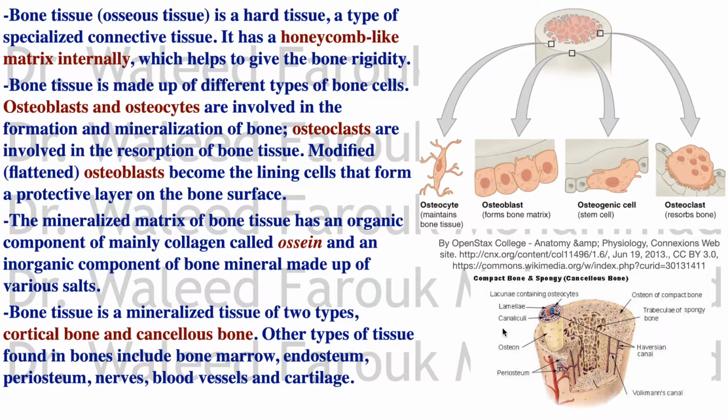There are other tissues found in bone, including the bone marrow, the endosteum, and the periosteum. The endosteum is the inner lining of the compact bone. The periosteum is the outer lining of the bone itself. There are nerves and blood vessels and cartilage involved in formation of the bone tissue.